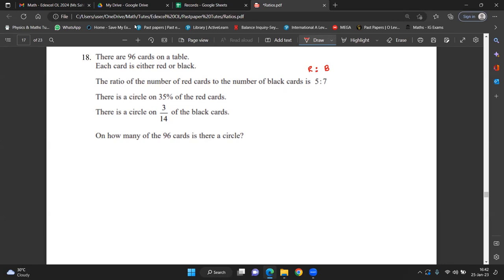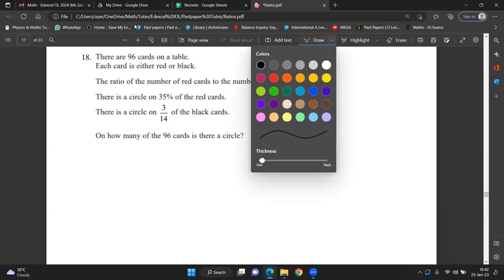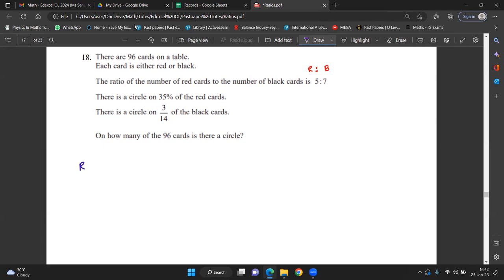First of all, let's find how many red cards and black cards we have. If I want to find the number of red cards, what's the equation I use? 5 over 12 into 96. What's the answer? Find the black cards. 56. Is it 56? Yeah. Right.